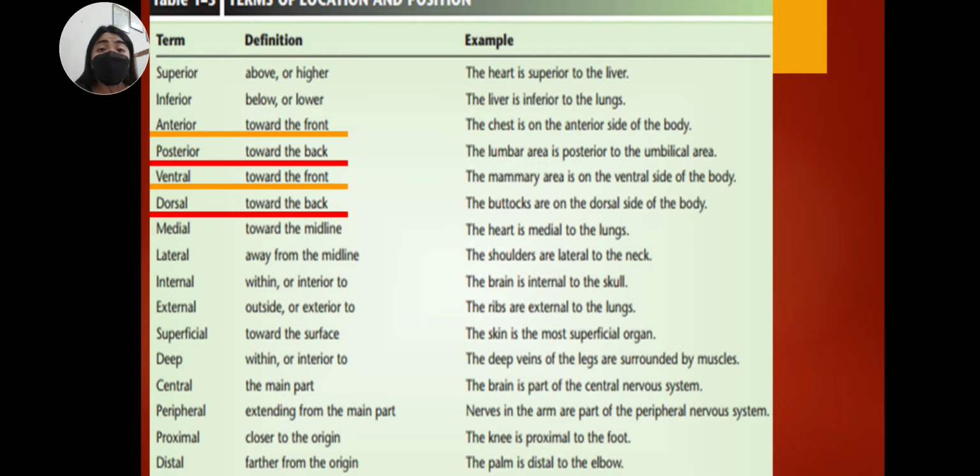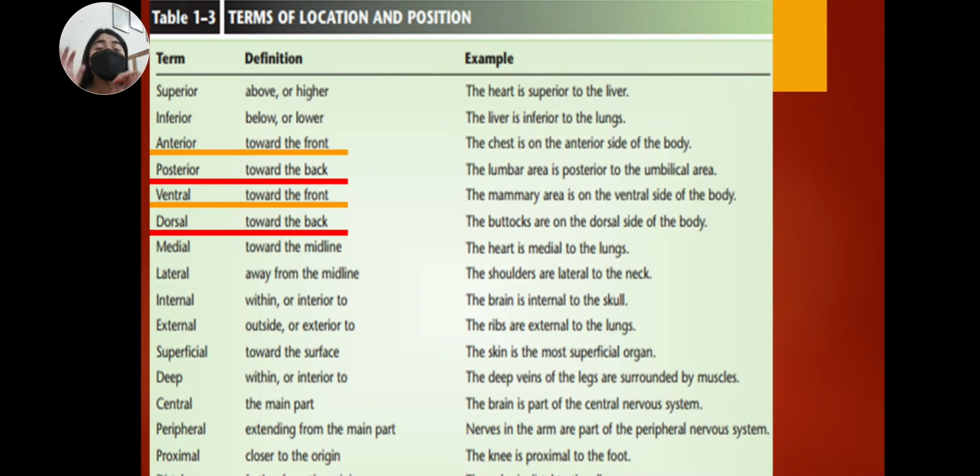So, I have an example for the different terms and their definitions. I will be giving the body parts, including the terms for the areas, location and position. For example, for superior: the heart is superior to the liver. Meaning to say, the heart is above or higher than the liver.